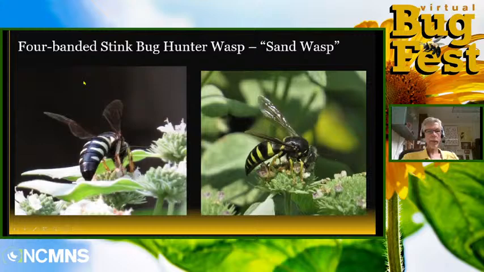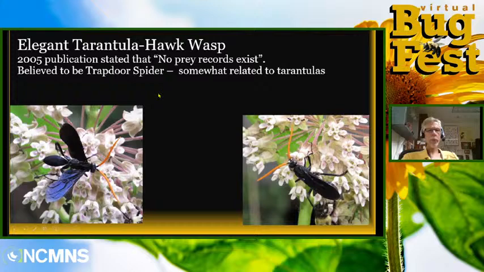There's a group of wasps in this group called spider wasps. They also nest in the ground. And this one is the elegant tarantula hawk wasp. I found a 2005 publication that stated that we don't really know what this thing feeds on, but somebody conjectured it might be the trapdoor spider, because this wasp is related to other wasps that feed on tarantulas. So out west, for example, or in the tropics, there are other tarantula hawk wasp species, and they do paralyze a tarantula, shove it in a hole in the ground, lay an egg, same story.